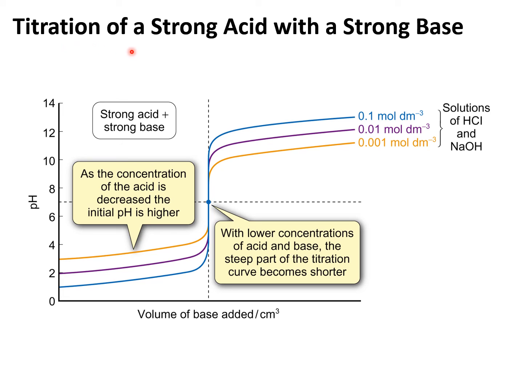Here we show the titration curves for strong acid, strong base titrations at 3 different concentrations. You can see that regardless of the concentration, the titration curves take the same basic shape, and the equivalence point for all 3 titrations is pH 7. However, the effect of the concentration is that as the concentration decreases, the starting pH of the titration increases, since pH is determined by the concentration of the acid.